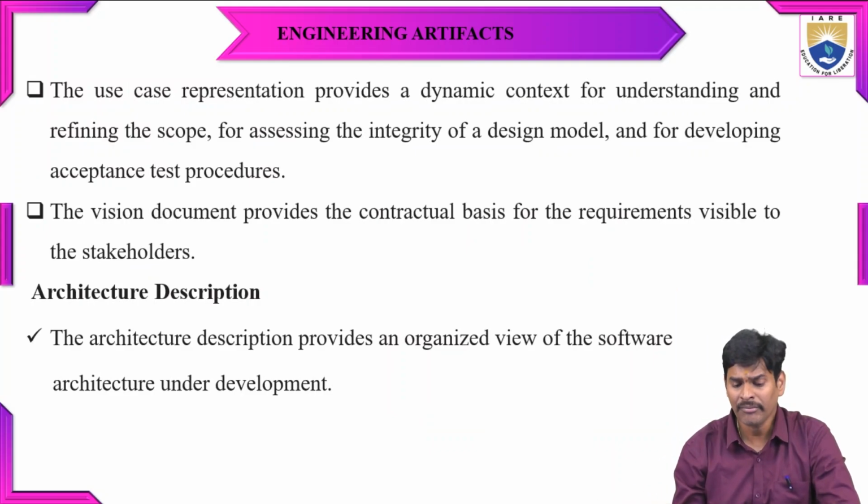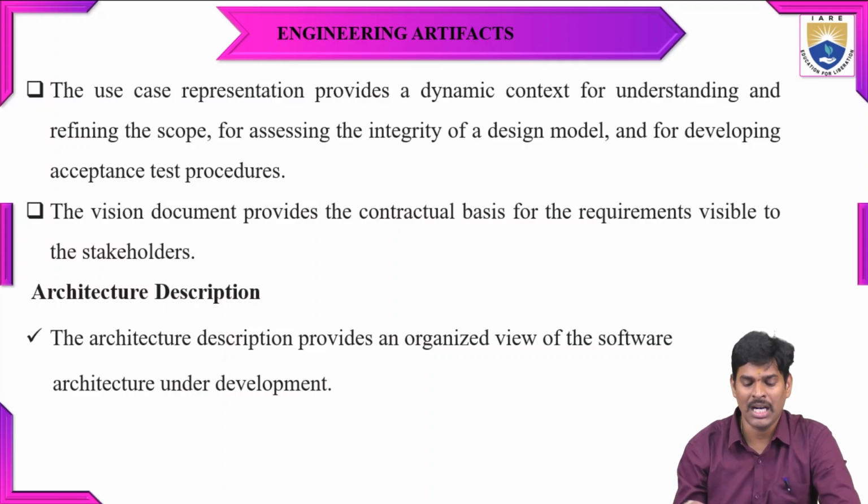And also here the use case representations. Based upon the design freedoms, there we can check what risk will be there. So dynamic context for understanding. Wherever changes are applicable, we are going to have the dynamic context for understanding, and also we are refining the scope. And we are checking the integrity of the design model, and developing the acceptance test procedures. And the last one in the vision documentation is that they need to check the contractual basis for the requirements. So they need to discuss with the stakeholders.